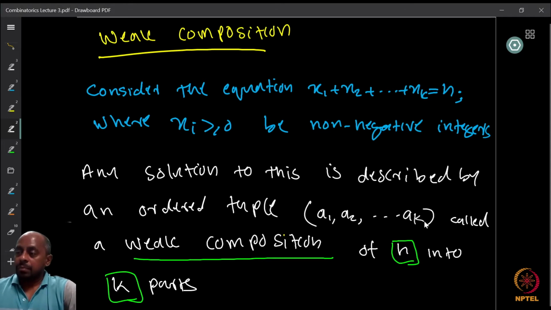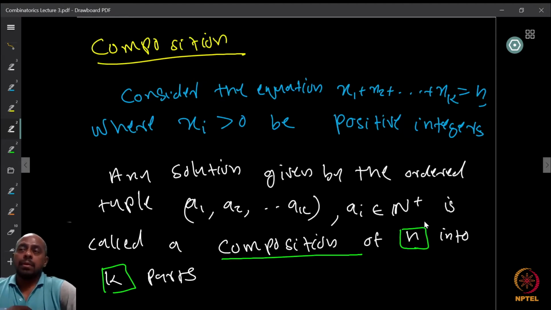Now, our ultimate aim is to try to count the number of possible weak compositions here. But before that, let us also look at a slightly different definition, where we allow xi to be only strictly greater than 0. That is, xi cannot be 0.